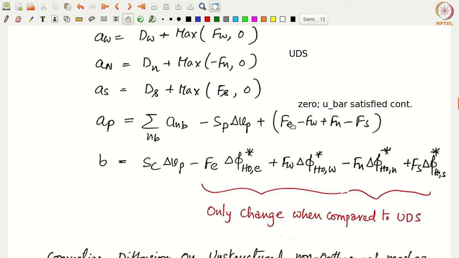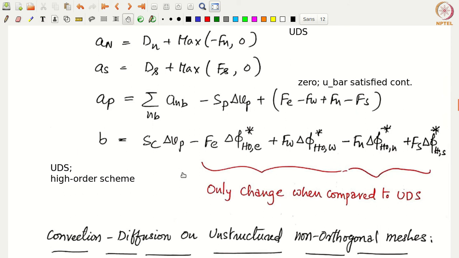Okay, so as a result, this is the only change. That means if you write a code for the upwind difference scheme, it is very easy to modify it to use any high order scheme using this deferred correction strategy. Okay, all right.